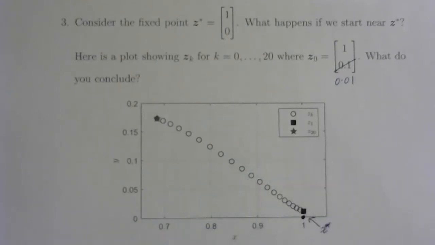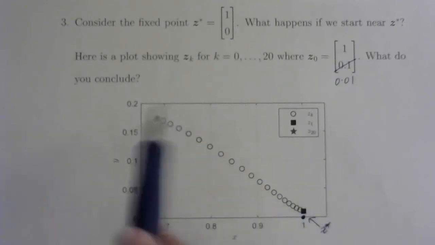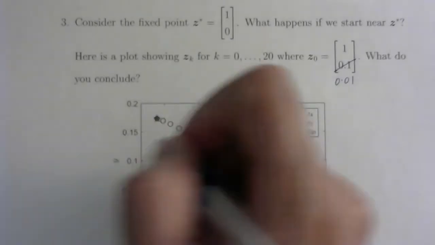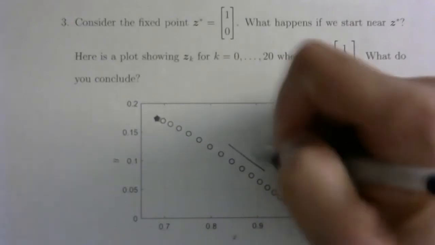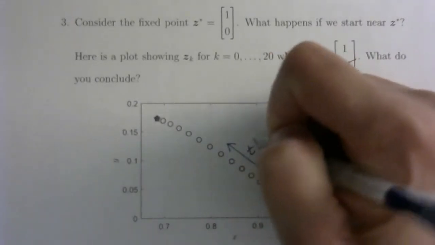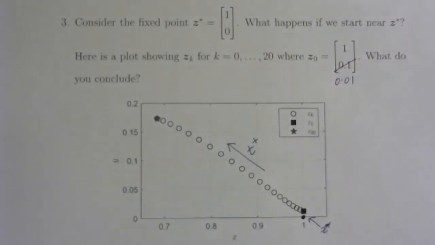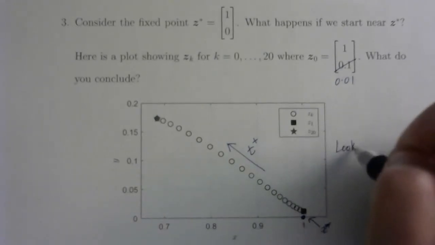Sorry, that's a little small for y'all, but hopefully you can see it on your PDF. The circles are the Zk, for any k. The square is Z1, and the red star is at time step 20. So you travel along here, increasing in time that way. So what's happening? You started close to the equilibrium, and you're moving away from it. So what can you conclude? Looks unstable, right?